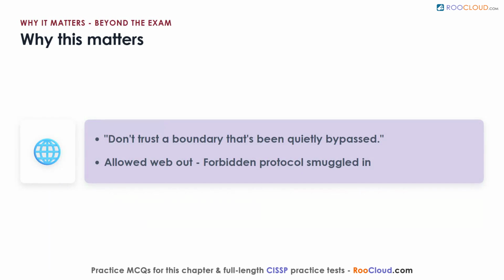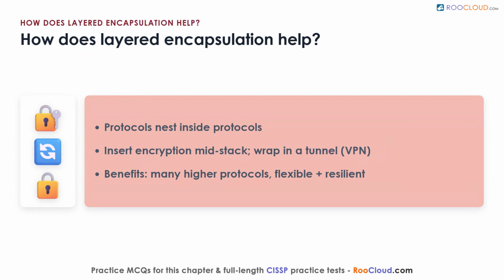Because encapsulation is a double-edged design pattern you meet constantly. Imagine you allow web traffic out of your network, but block file transfers, and an attacker smuggles the forbidden protocol inside the allowed one. Your filter never sees it. Understanding how layering both empowers and undermines your controls is what keeps you from trusting a boundary that has quietly been bypassed. So how does layered encapsulation help?